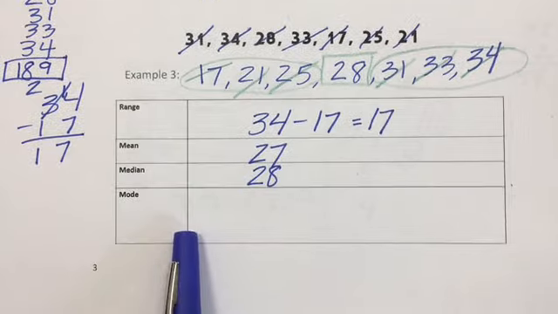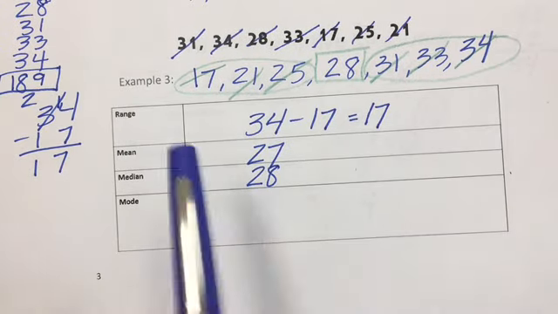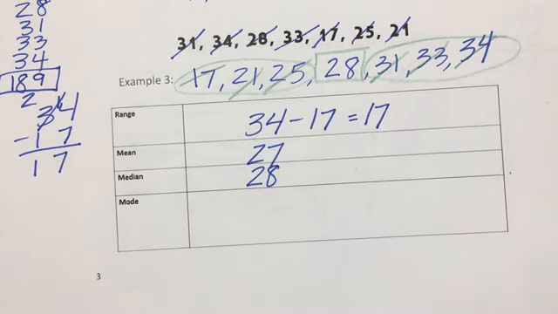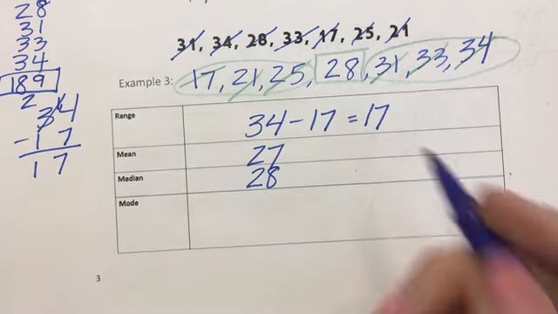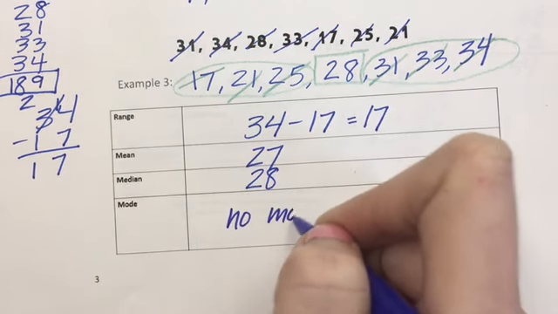Moving to mode, that's the one that occurs the most. What score here occurs the most? Well, are there actually any repeats? You guys see any repeats? I do not see any repeats, so your answer here would be no mode.